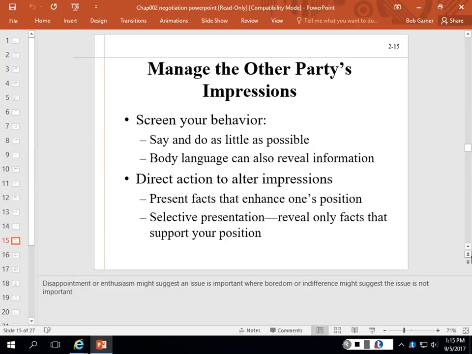Direct action to alter impressions. Facts are the most powerful thing that you can present in any argument. If you have your facts together, they're hard to refute. And then selective presentation, most people only reveal facts that help your case. You're not going to reveal the facts that don't help your case.